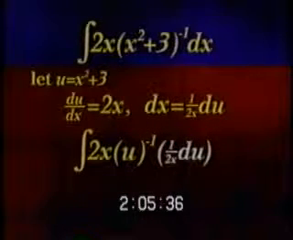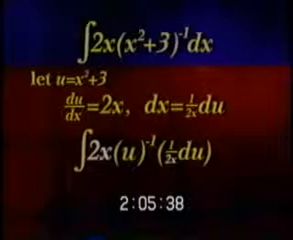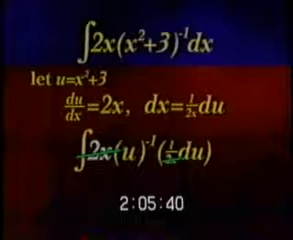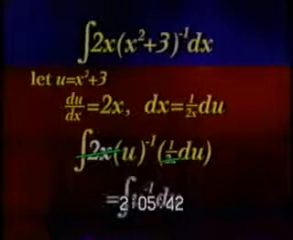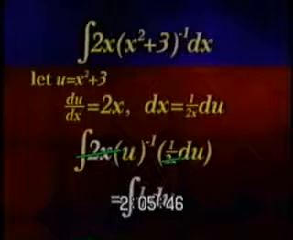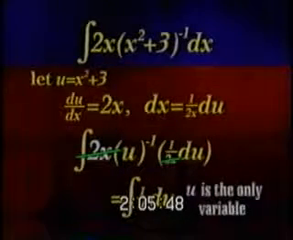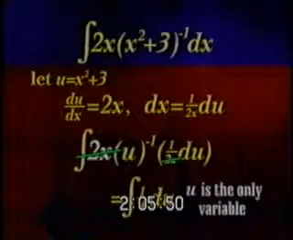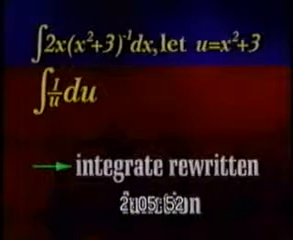Now simplify. The 2x in the numerator and denominator cancel each other out. This leaves us with the integral of u to the negative 1 times du, or 1 over u times du. So, u is now the only variable. Next, we'll integrate our rewritten composite function of 1 over u times du.